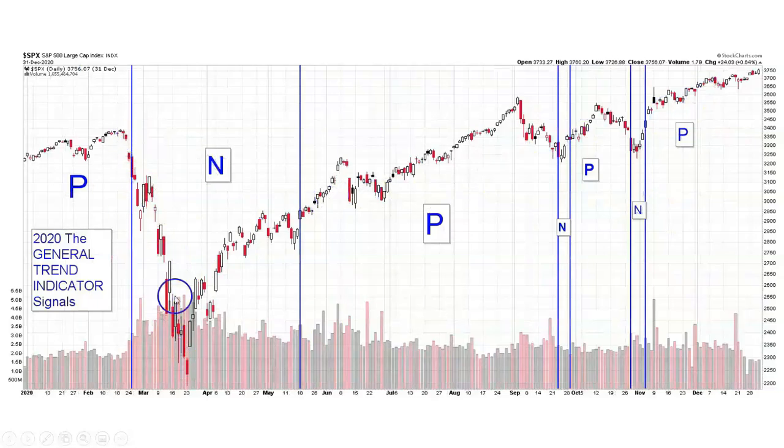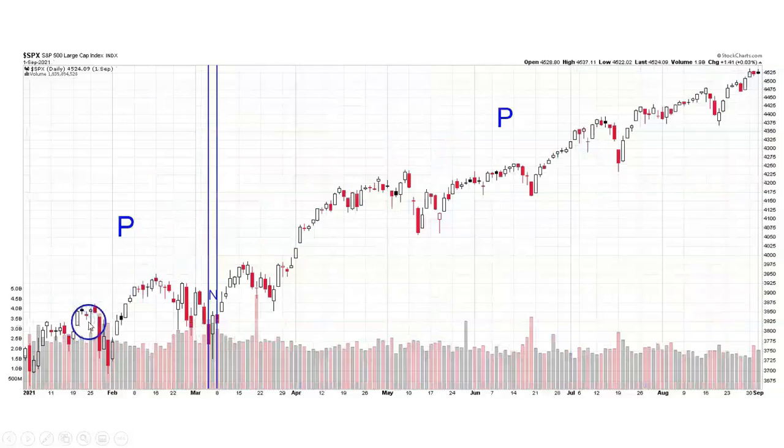Of course, we had the negative signal right here during the COVID sell-off in February, March of 2020. And this takes us again to the end of August, beginning of September of 2021. And you can see here positive, very short negative signal, and then a nice long positive signal. And again, just like with the risk signal, I'm stopping the data at the end of August.